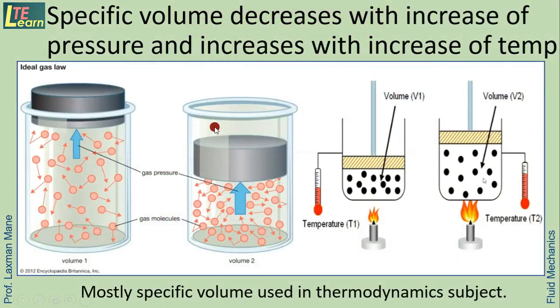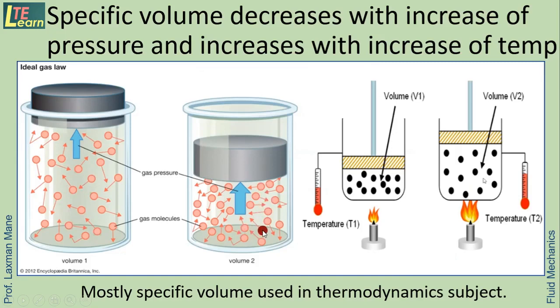Here the specific volume is a term we can understand. Mostly this term is used in thermodynamic applications. Here we see the ideal gas law, for which this figure or image is used. Here we see the gas which is contained in this gas container or piston, you say.